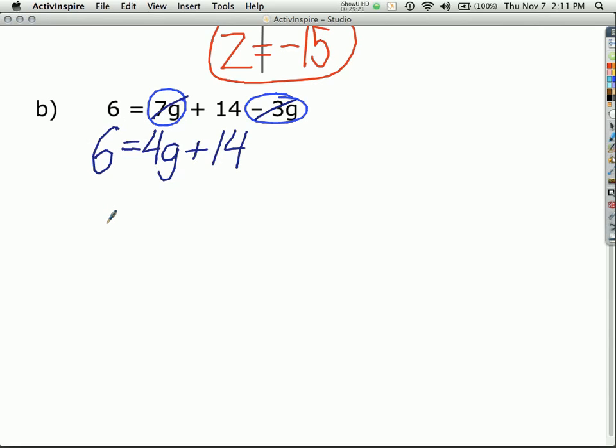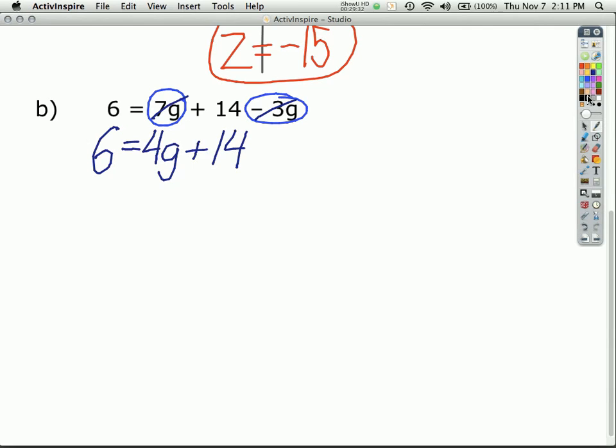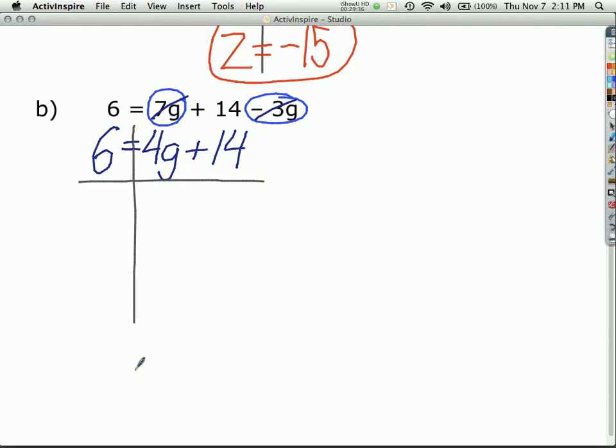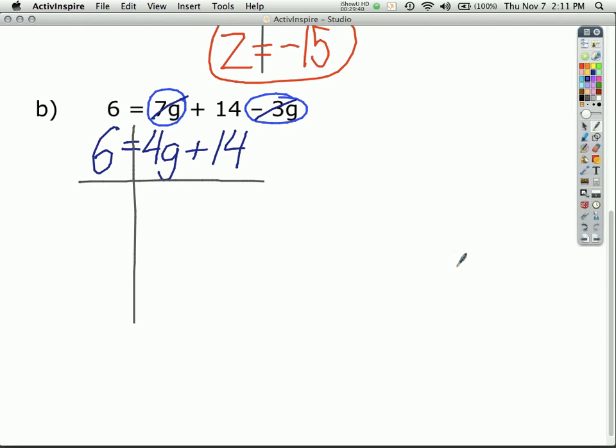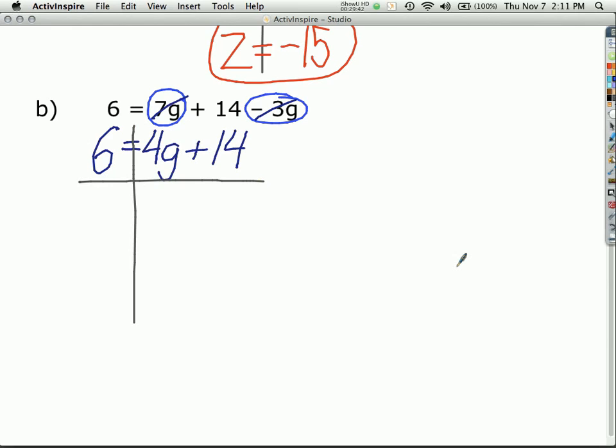How many steps do we have left, Michaela? 2. It's a two-step equation, and you should be feeling really confident at this point. So we draw our T because now we're ready to solve the equation. What's the first step in the solving process? Chanel? Said that beautifully. Subtract 14 from both sides.